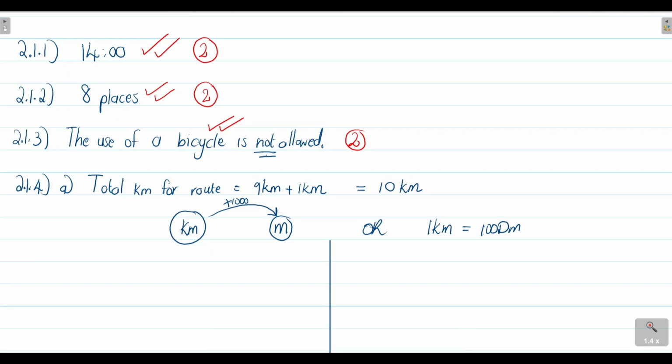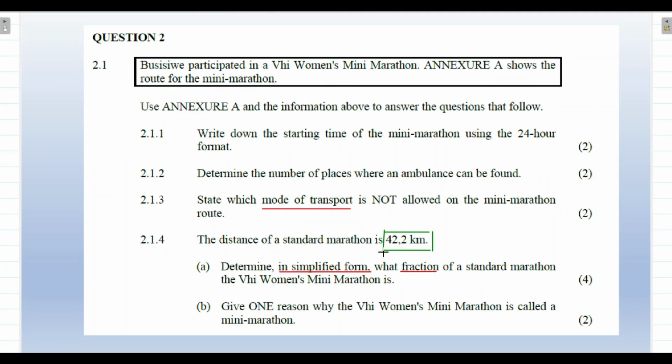I'm going to convert that to meters. So 10 kilometers, I'm just going to multiply it by 1,000, which will give us 10,000 meters, right? And this is your V Women's Mini Marathon. I'll put an M there. And then I'm also going to convert the kilometers for a standard marathon. For this particular marathon, the V Women's Mini Marathon, it's 10 kilometers, but I want to change that into meters. So I'm going to say it's 10,000 meters.